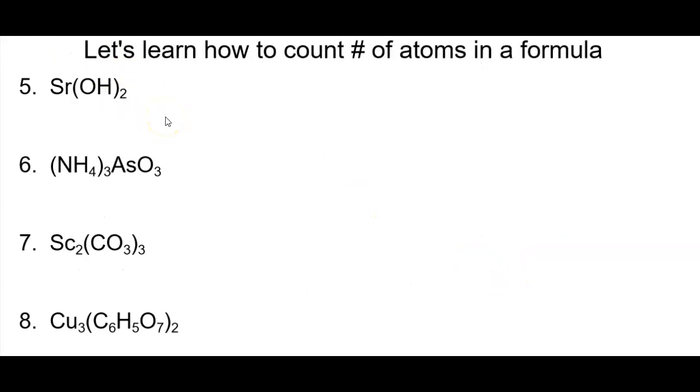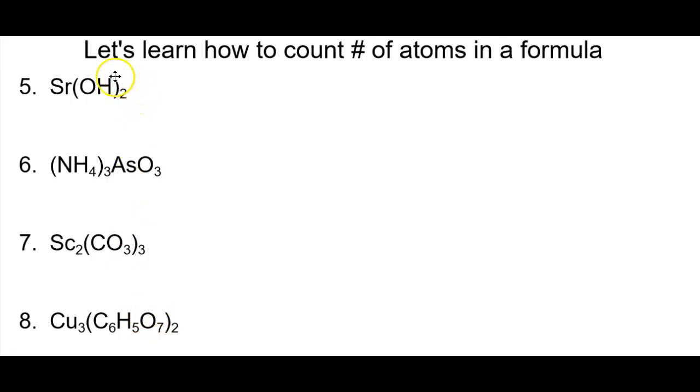Now let's look at it a little bit more complex. This is what we call a polyatomic ion. Anything that's 2 or more atoms acting as a unit, in this case 3 atoms acting as a unit.